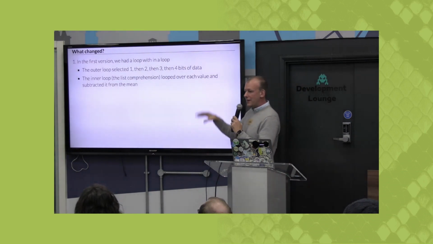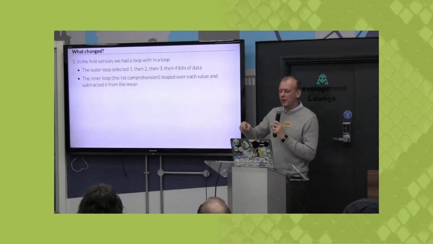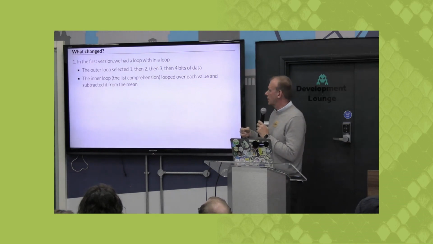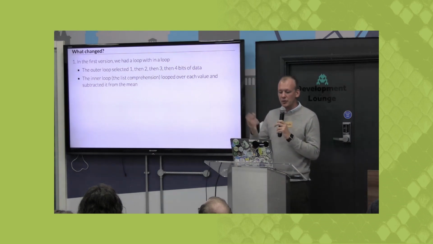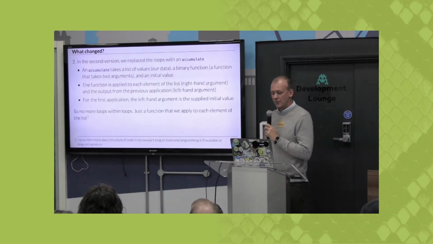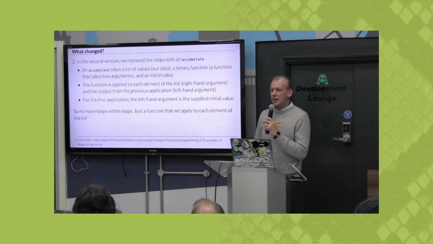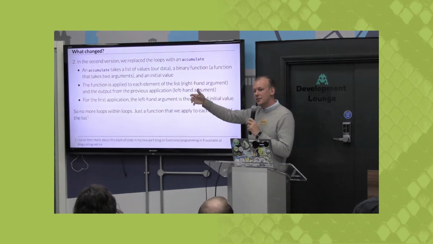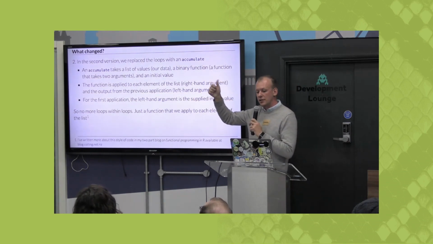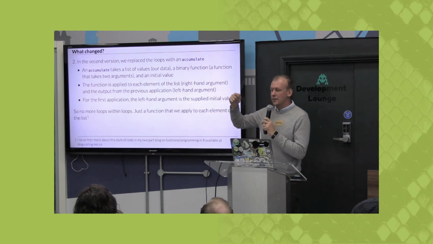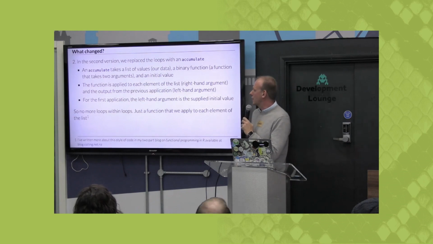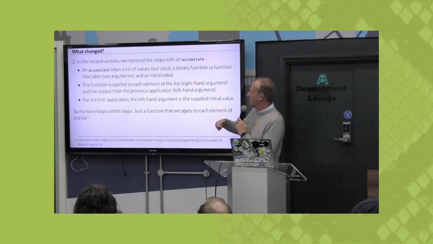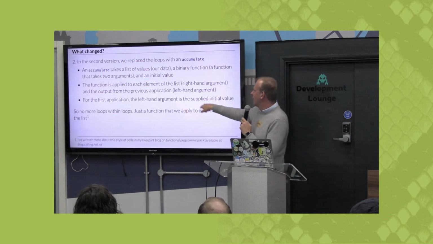So just to make clear what's changed, in the first version we had an outer loop that selected these bits of data, and then we had an inner loop, that list comprehension that looped over each value and subtracted it from the mean so that we could get that standard deviation. So we had these two loops. In the second version, we've replaced our loops with accumulate. And so now we're just taking in that list of numbers and we're applying our binary function, so our function that takes two arguments, and our initial value, which serves as the one argument for the first application, right?